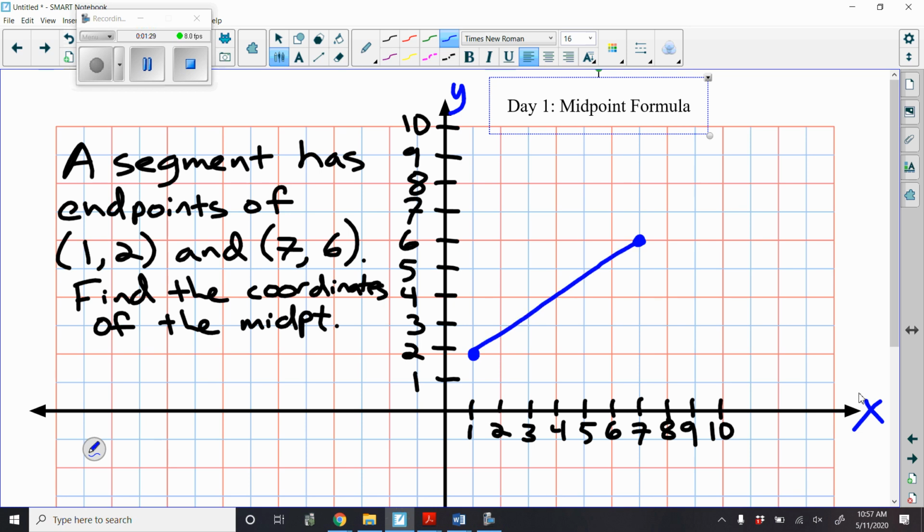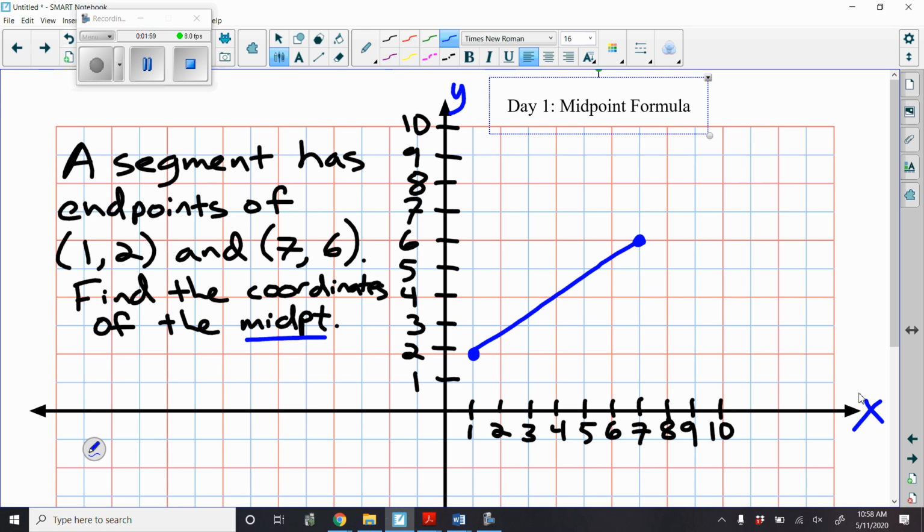And what I want to do is find the midpoint. Well, that word, midpoint, we already know what that means. That's one of the first things we talked about way back in August of 2019. Well, we know a midpoint cuts it into 2 equal pieces. So what we want to do is figure out where that point would be and how we can find that point without always sketching the line.